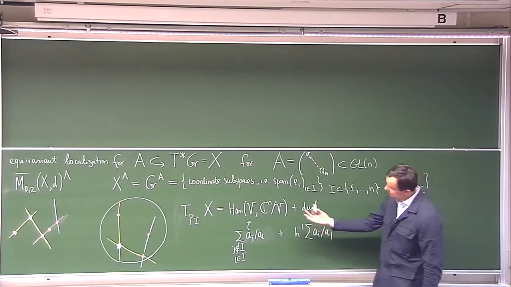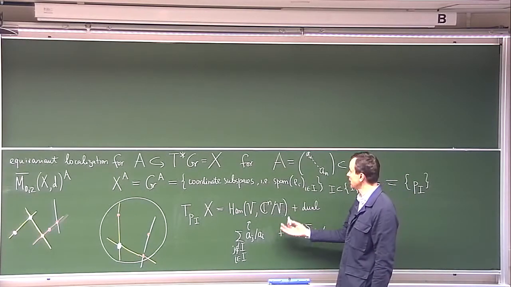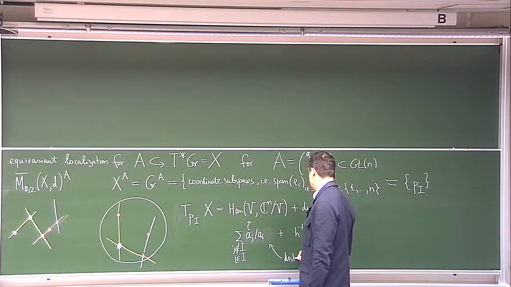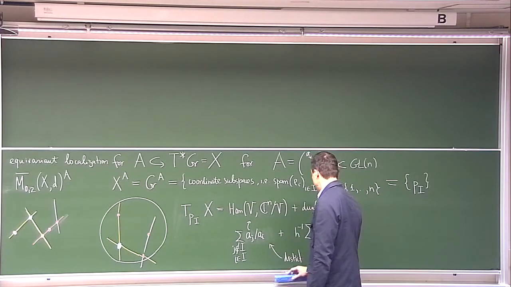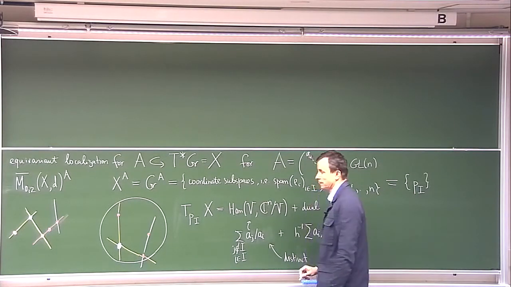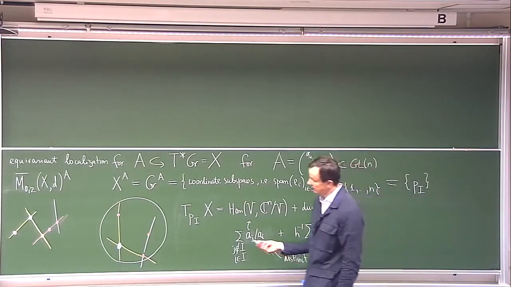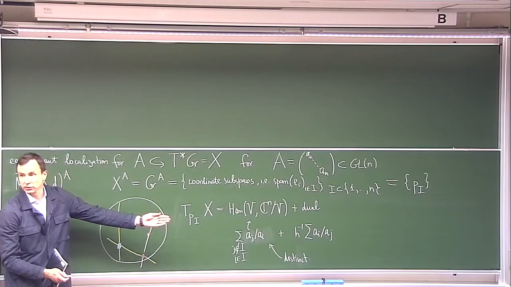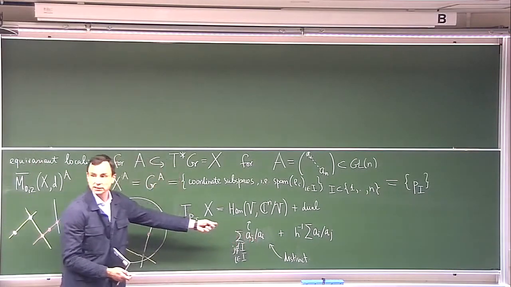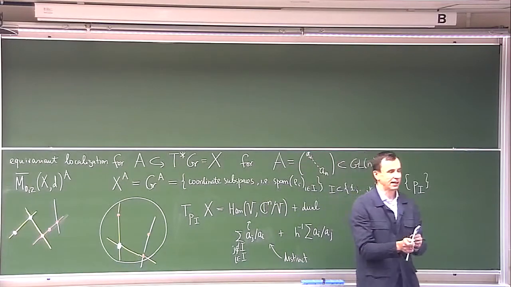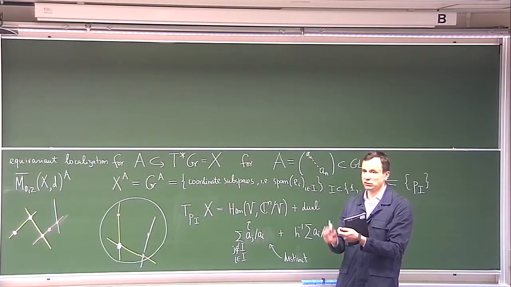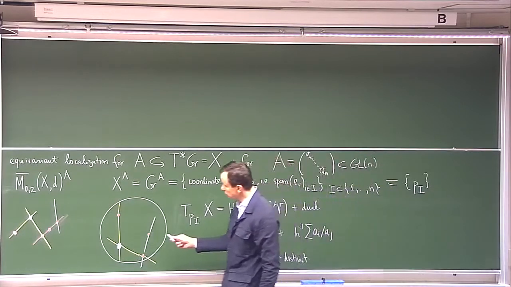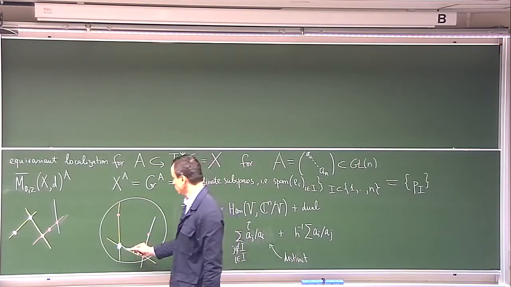In other words, the only conclusion from this is that these weights are distinct. And so at the marked point, a one-dimensional orbit can only go in the direction of one of these coordinate subspaces. So if I have a vector space and a torus acting with distinct weights, then the one-dimensional orbits are just the eigen directions. These orbits are only of this form.